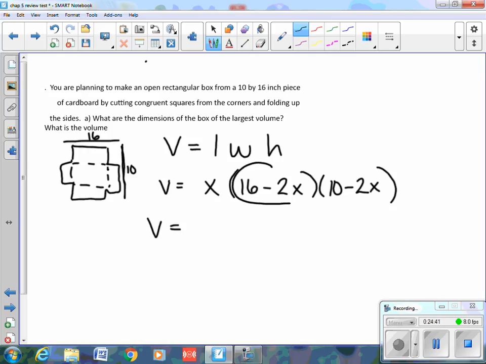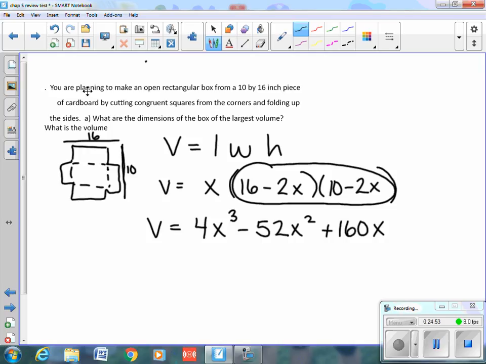Now, I'm going to multiply these together and then multiply by x. And you should get 4x to the third minus 52x to the second plus 160x. Once you get the volume, now you can find the derivative. 12x squared minus 104x plus 160. I would just use your poly simulator to come up with your two answers.